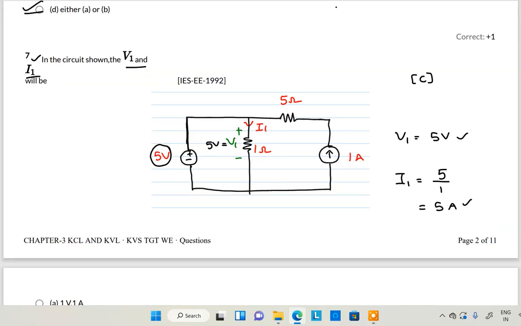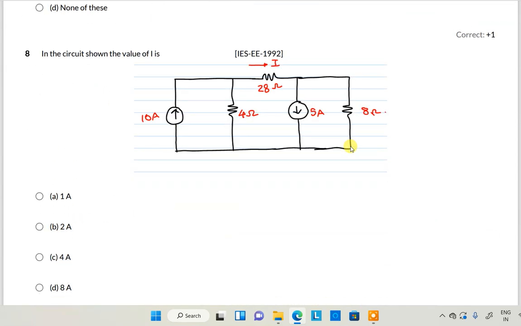Okay. Next, we are moving to question number 8. In question number 8, in the circuit shown in the figure, find out the I in the circuit. It is easy to find out. Just look at here. This is the 4 ohms.